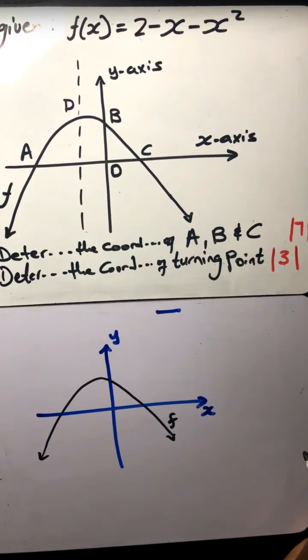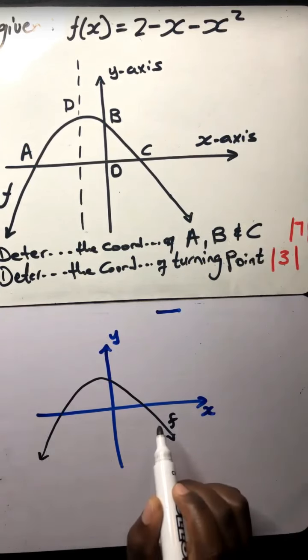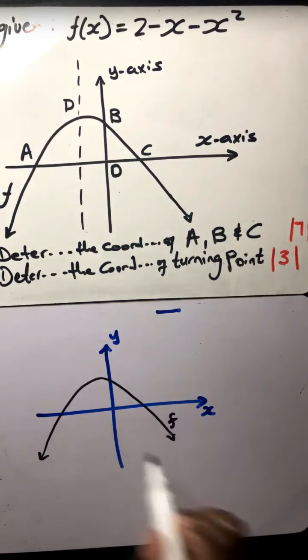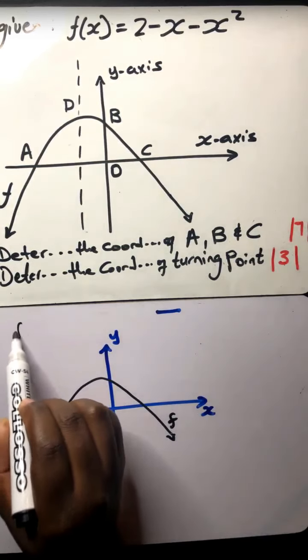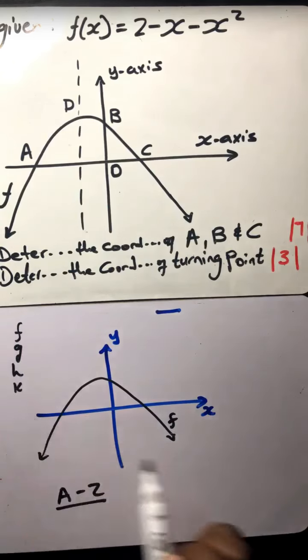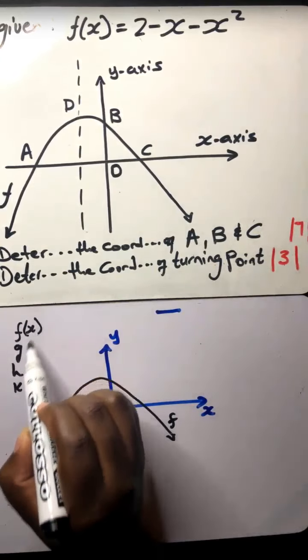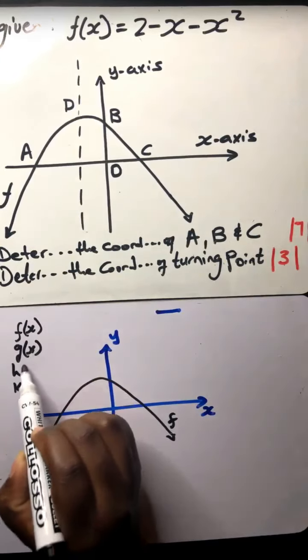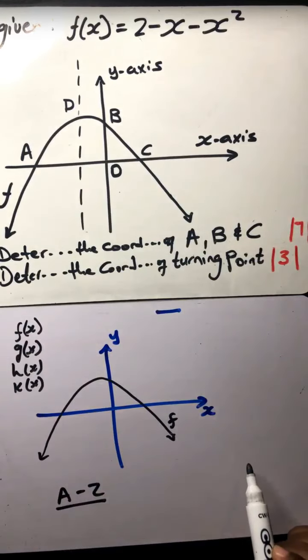So that means a graph can be given any letter. It could be the graph of A, the graph of B, C, D, E, F, G, any letter from A up to Z. But we know very well that in most cases they like using graph of F, graph of G, graph of H, or maybe graph of K. So in most cases you'll be dealing with graph of X, F of X, G of X, H of X, K of X.